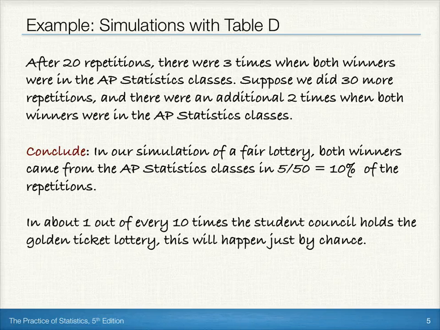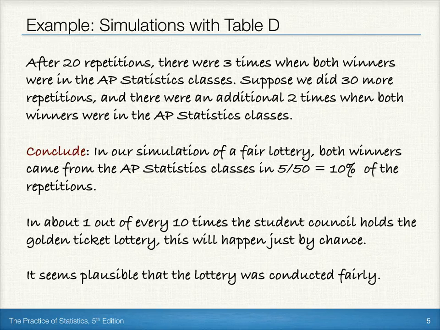In other words, in about 1 out of every 10 times the student council holds the golden ticket lottery, this will happen by chance. That is, in about 1 out of every 10 times, both winners would come from the AP Statistics class. It seems plausible based on this that the lottery was conducted fairly.